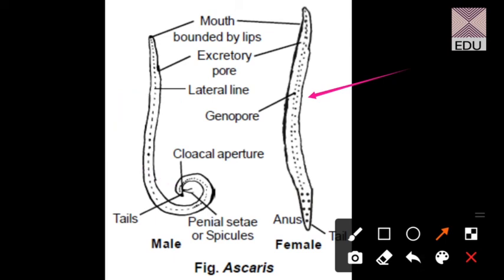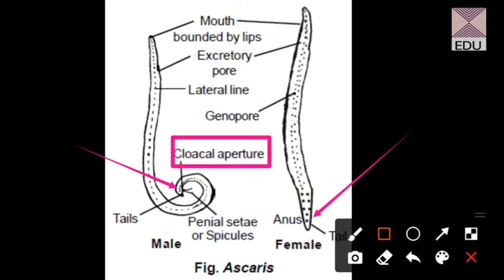Okay, coming to the next difference, the female has an anus at the very end, but the male has the cloaca. So this is again a difference. Why is it cloaca? If we consider the cloacal aperture into account, what is cloaca? Cloaca is a common opening for the gonopore and the anus. So that's why the male has no gonopore: in the female the gonopore opens near the center, but in the male, it opens into the cloaca, and the anus is also opening at the cloaca.